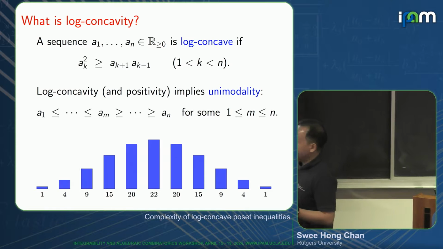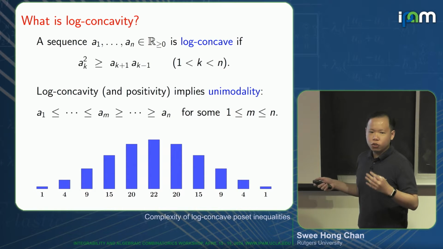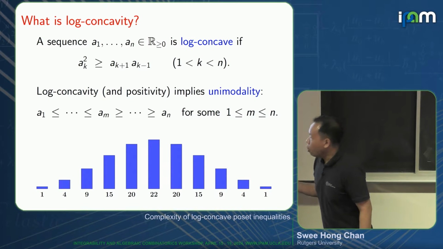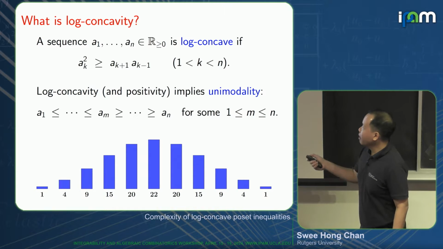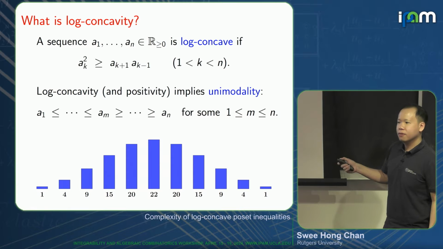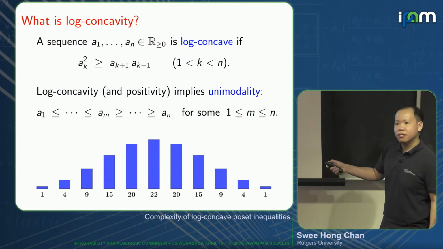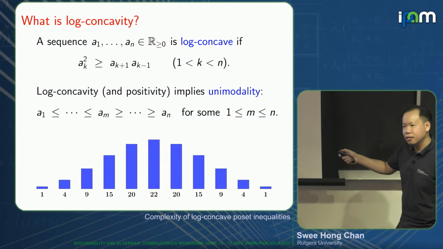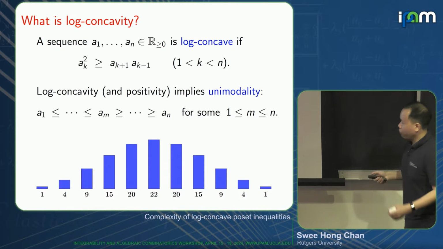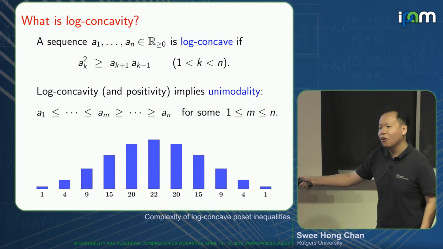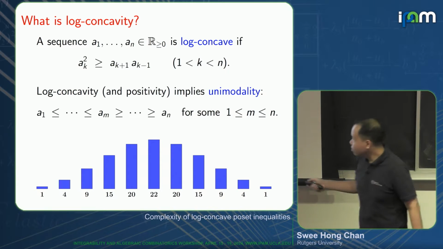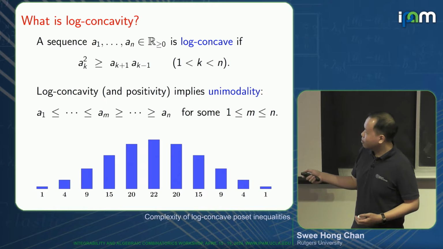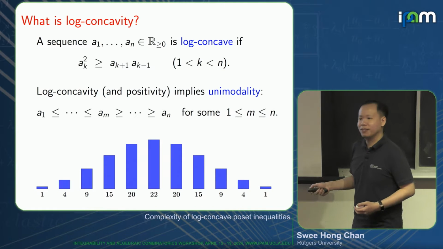Let's say that we have a sequence A1, A2, up to An. We will assume each number is always a non-negative real number. We say this sequence is log-concave if for any k strictly between 1 and n, the square of the kth number is greater than or equal to the product of its neighbors, the (k+1)th number and the (k-1)th number. For example, this sequence here is log-concave. This is because if you take 9 here, 9 squared is 81, and 81 is greater than 4 times 15, which is 60.